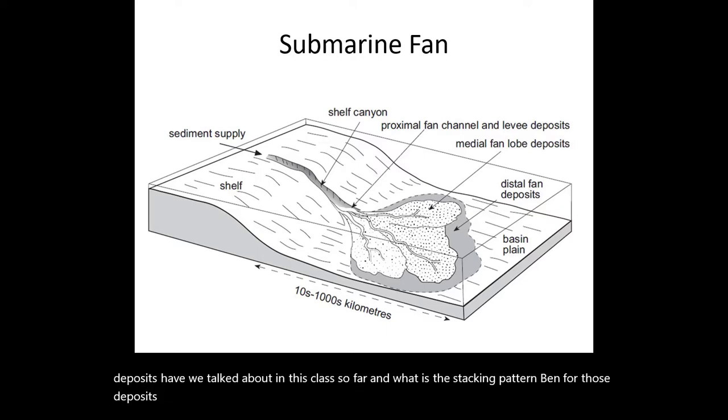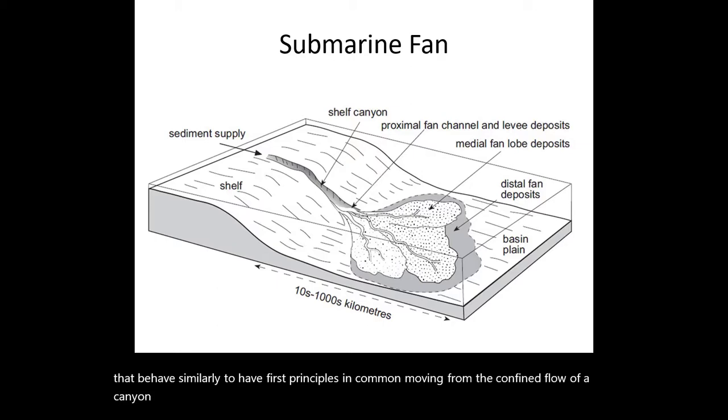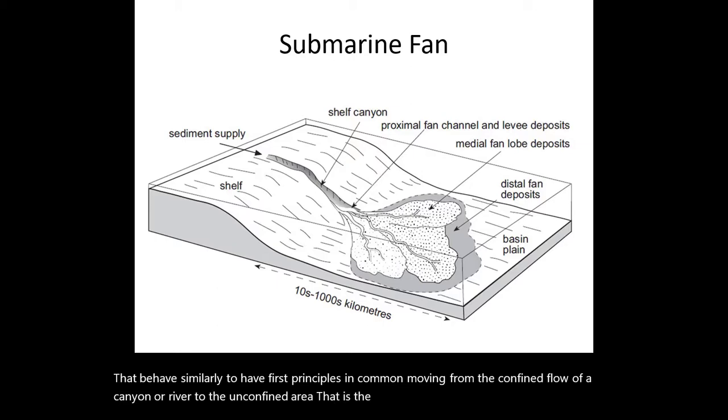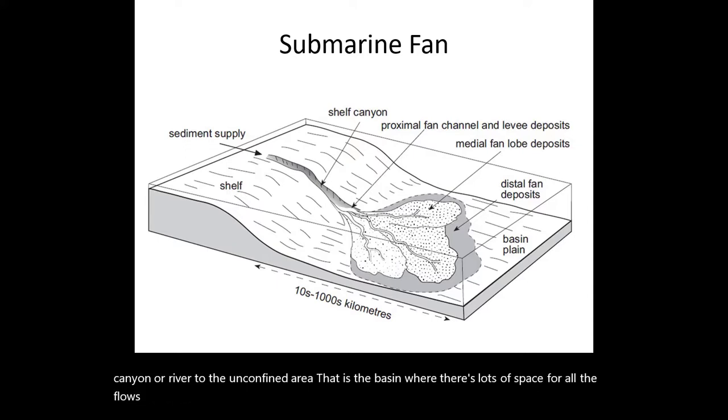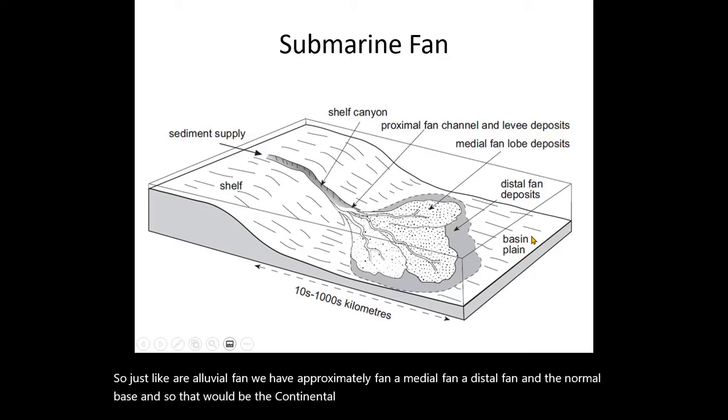Things like deltas and alluvial fans have a similar structure. So we can start to make comparisons between all of these systems that behave similarly, that have first principles in common, moving from the confined flow of a canyon or a river to the unconfined area that is the basin, where there's lots of space for all the flows and the sediments to spread out and become deposited. So just like our alluvial fan, we have a proximal fan, a medial fan, a distal fan, and the normal basin. So that would be the continental rise or the abyssal plain, depending on how far this canyon cuts.